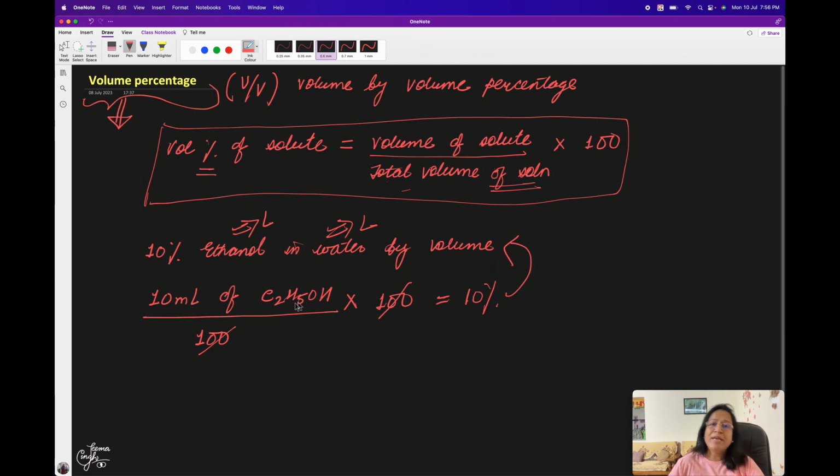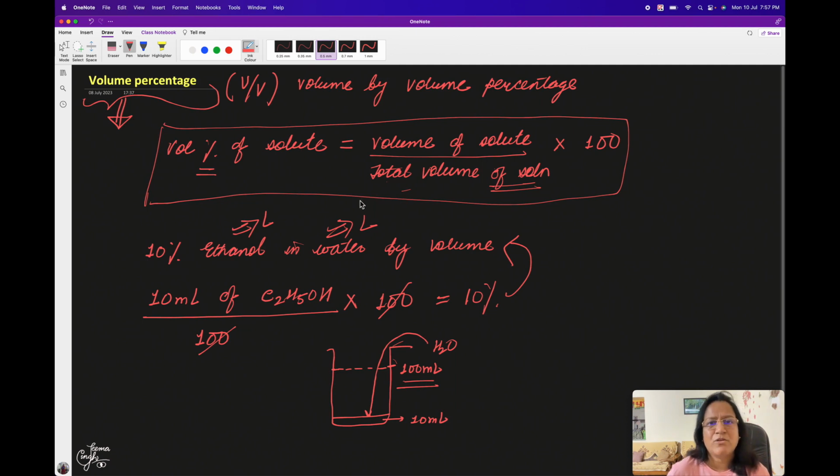Now how are we going to make it in the laboratory? How do we do that? We are going to have, let's say again, a beaker. We're going to add 10 ml of alcohol, right? Your beaker will have a marking of, let's say, 100 ml. You are going to add water till this marking becomes 100, right? So you're going to add water from here. We are adding water to make the final solution 100, right? This is how we are going to prepare 10% ethanol in water by volume in your laboratories. So this is all about expressing concentration of a solution in terms of volume by volume percentage.